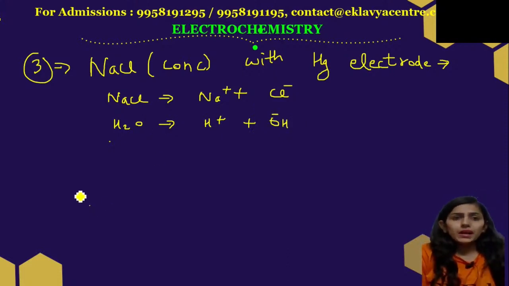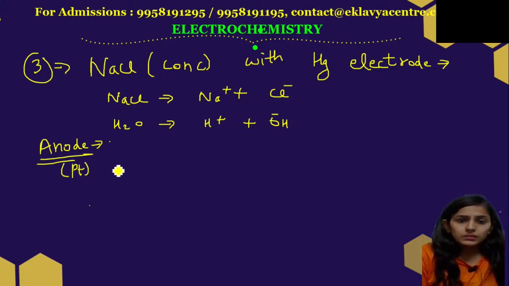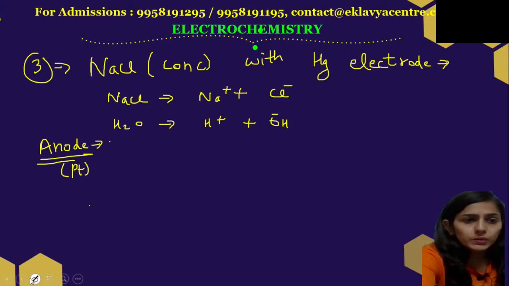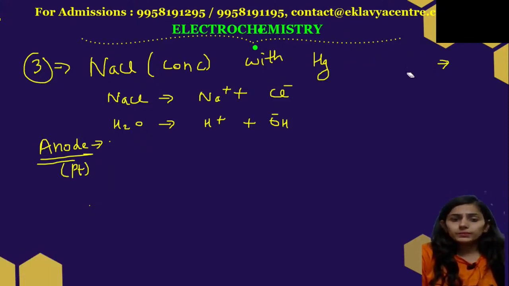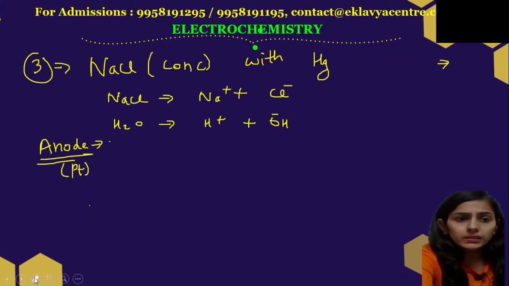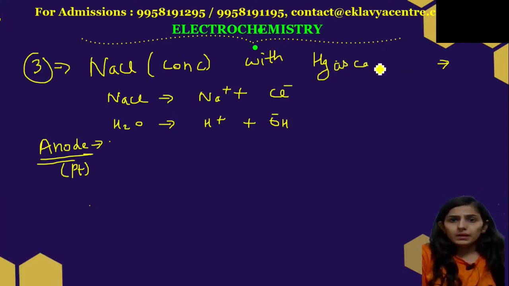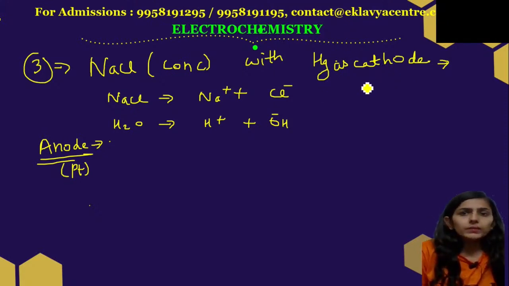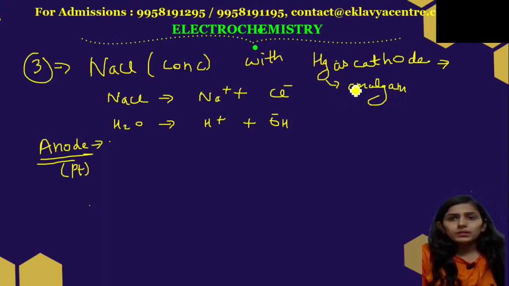So what happens at anode? We have platinum, right? But here, what is going on here? Just a minute, check. We have Hg as cathode. We are taking amalgam. That is Hg as cathode. In the next case, I am teaching you about the active metal electrode, that is Ag, silver. Here we are taking Hg amalgam as cathode, right?